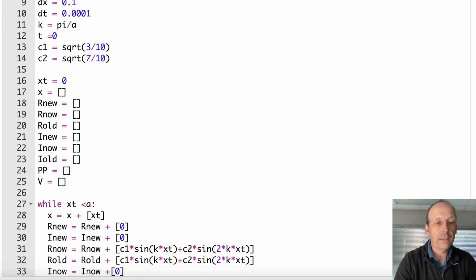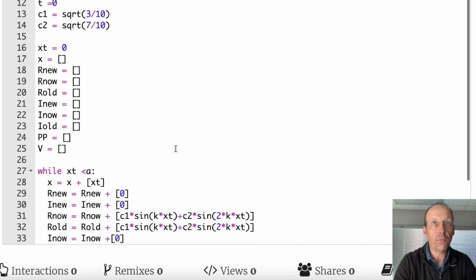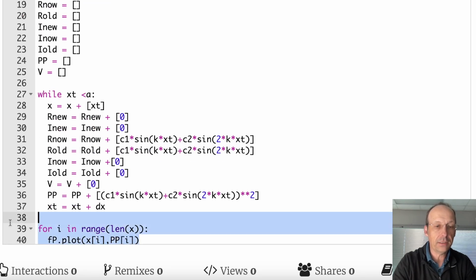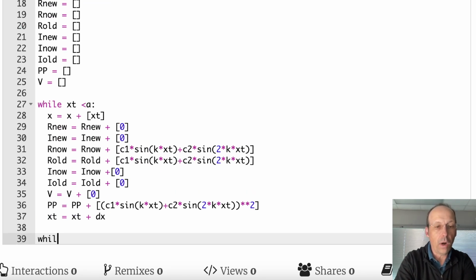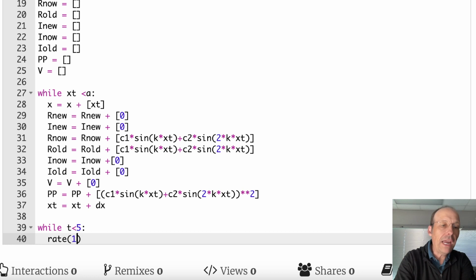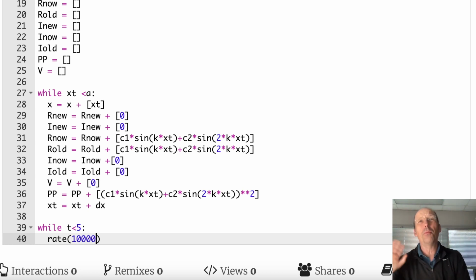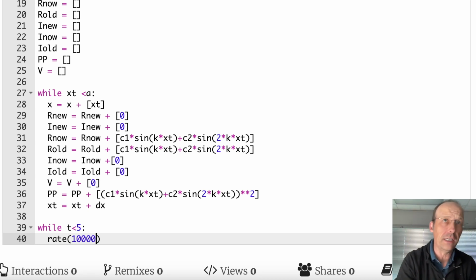Whew, okay, so now we got stuff set up. I don't need to do this. I need to do this. While t is less than, let's say 5. I'm just picking a number, 5. And then the rate here has to be high because your computer's not going to keep up. We're going to go through so many different lists, so many different times. It's going to be a lot of work.